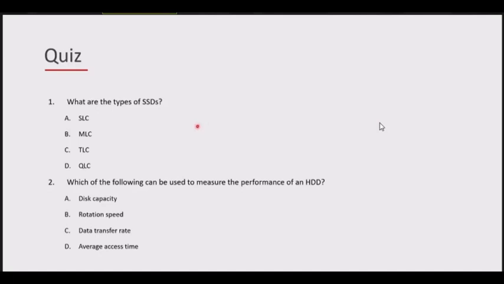So what are the types of SSDs? Anyone? All true. Or SLC, MLC, TLC, QLC. Which of the following can be used to measure the performance of HDD? Anyone? I think all. All also, right?